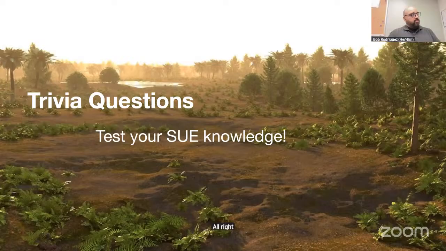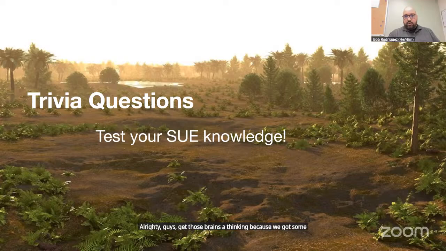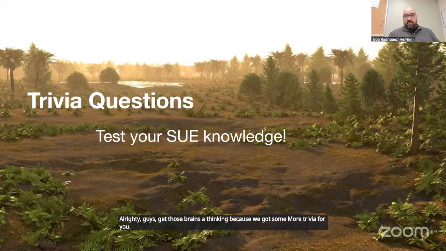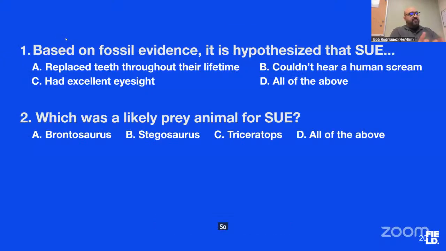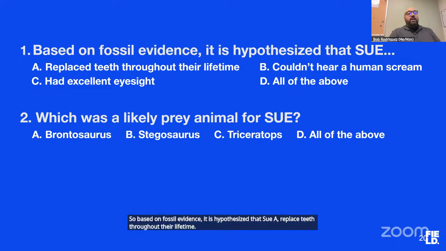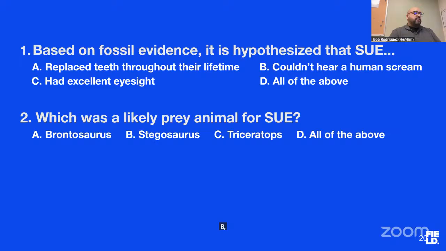Alrighty, guys, get those brains a thinking because we got some more trivia for you. So let's dig in. Here we go. So, based on fossil evidence, it is hypothesized that Sue, A, replaced teeth throughout their lifetime, B, couldn't hear a human scream, C, had excellent eyesight, D, all of the above.